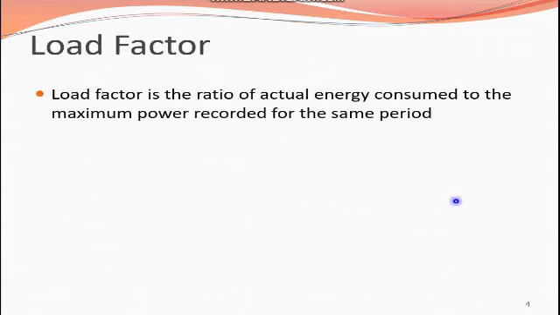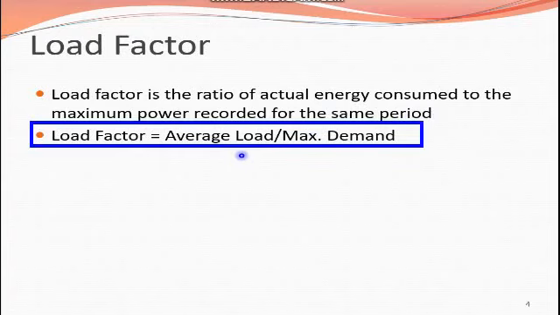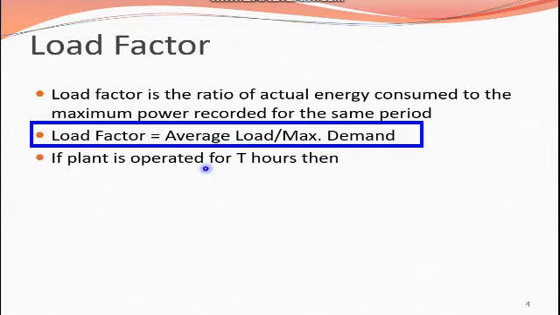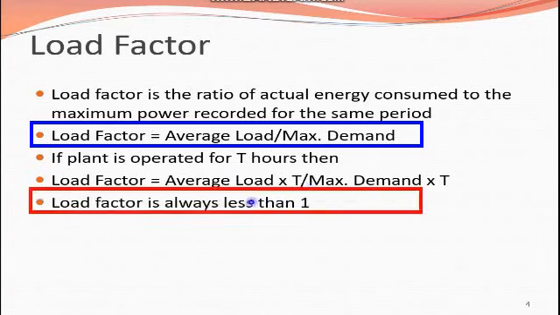Now what is load factor? Load factor is the ratio of the energy consumed to the maximum power recorded for the same period. Load factor is equal to average load divided by maximum demand. If the plant is operated for T hours, then the formula is basically average load into time period divided by maximum demand into time period. The main point here is that the load factor is always less than 1. Why? We can talk later on.